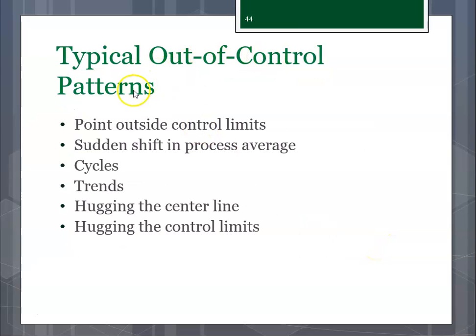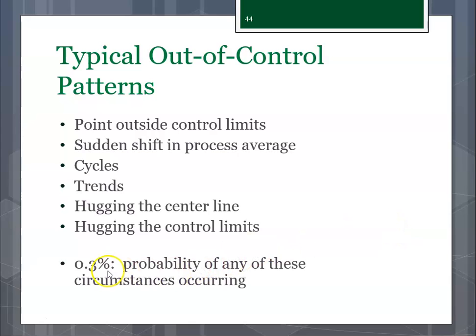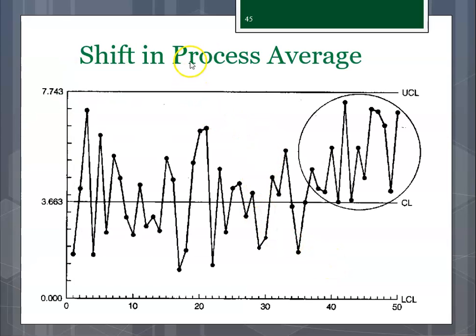So let's talk about these different typical out of control patterns, alright? There's another company called Western Electric, and we're going to get to them in a few more slides, but basically, these are the types of systems that they've looked at too. So you can have points outside control limits, sudden shift in the process average, cycles, trends, you hug the center line, and you hug the control limit. So let's look at them. There's a 0.3% probability of any of these circumstances occurring though, over much data. Now let's look at the shift in process average. Here you can see that all of a sudden, this piece of data over here is now shifted up. That comes when you find at least 8 points above or below the center line in a row.